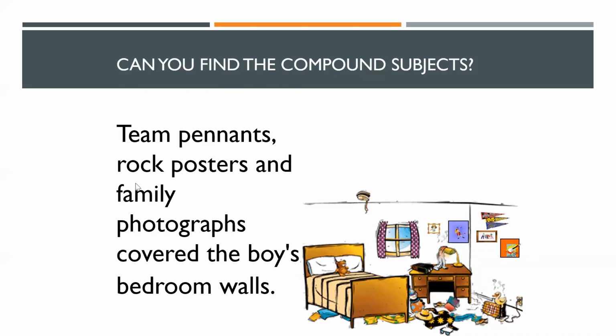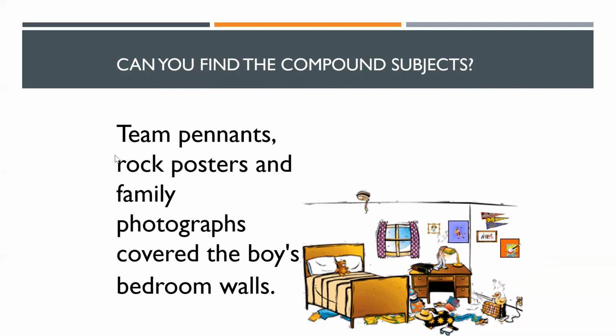Let's have a look at this sentence. Timpanons, rock posters, and family photographs covered the boys' bedroom walls. So you have timpanons, rock posters, and family photographs. Timpanons is this one. And then rock posters, this one. Family photographs, you have two family photographs here. And then covered the boys' bedroom walls. So what are the subjects in this sentence?